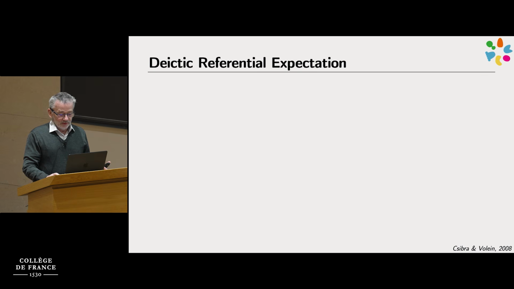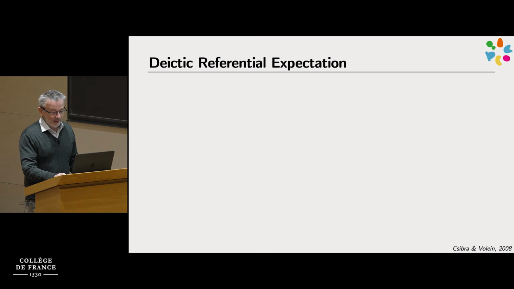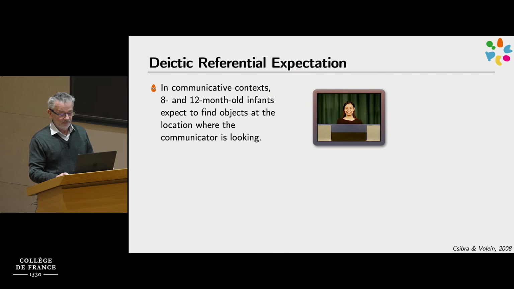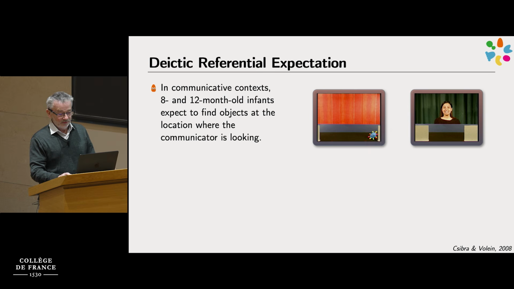So the question is whether infants really expect to find something there when they follow the gaze. In this case, they didn't have to expect because there was something there. You can study this by showing them situations where they don't see what someone is looking at, for example, this way. Wow. And then you reveal an object at that location.